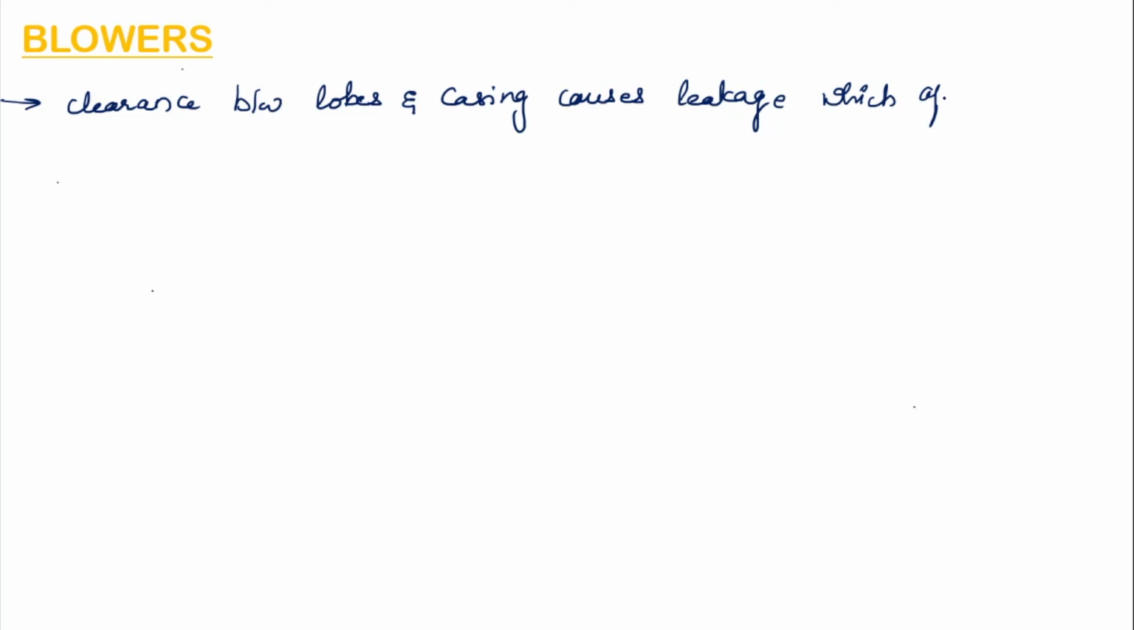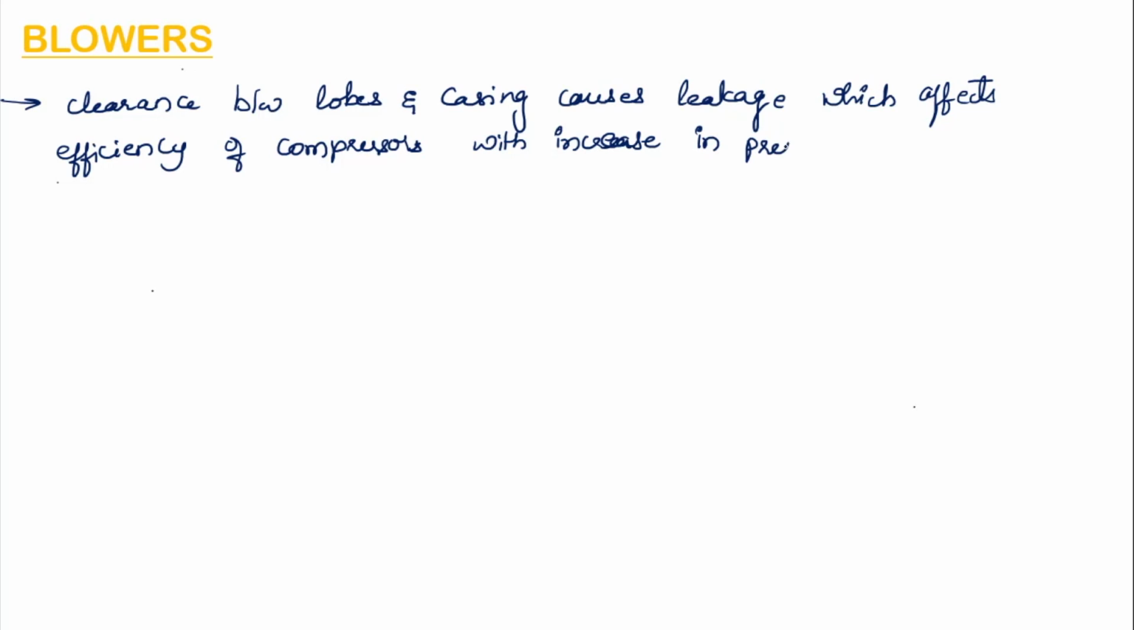So clearance between lobes and casing causes leakage, which affects the efficiency of the compressor with increase in pressure ratio. So this is all about the roots blower or roots blower compressor.